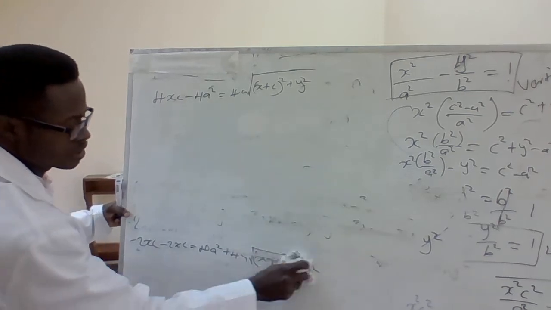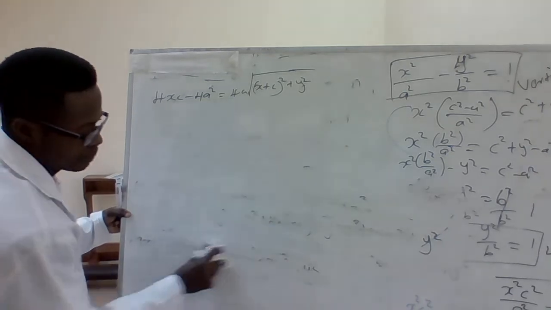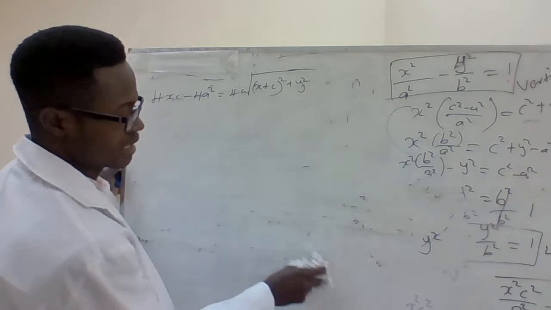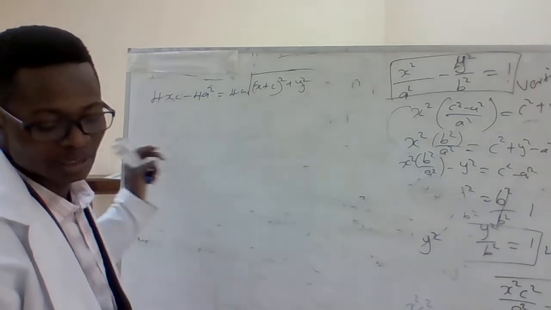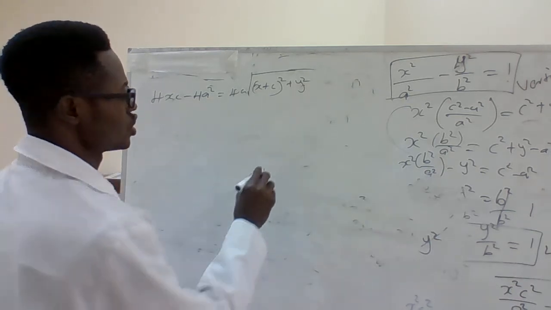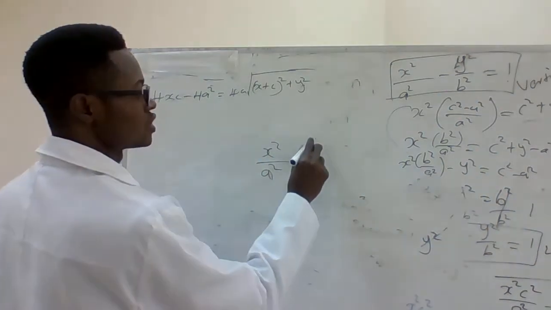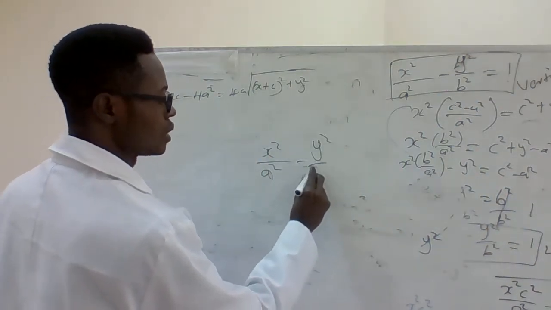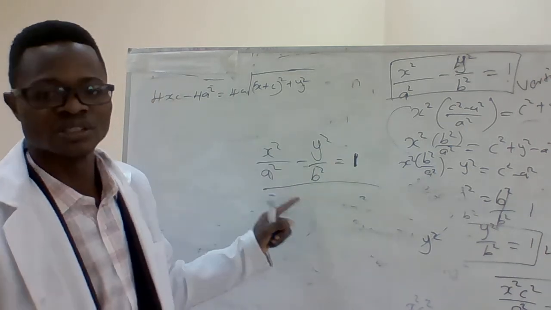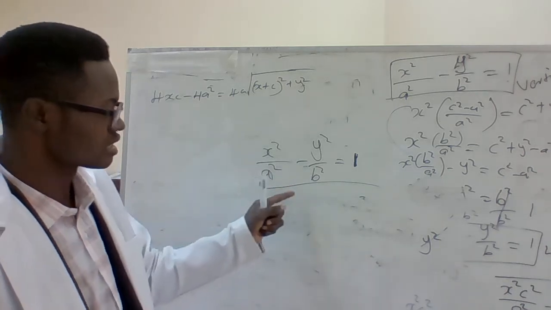Remember, we are trying to derive the standard equation of the hyperbola. The standard equation of the hyperbola that is opening horizontally, because it can open vertically, it can open horizontally. But if it is opening horizontally, our standard equation will be x squared over a squared minus y squared over b squared, all this equals 1. So this is the standard equation of a hyperbola, and our target is to derive this standard equation.